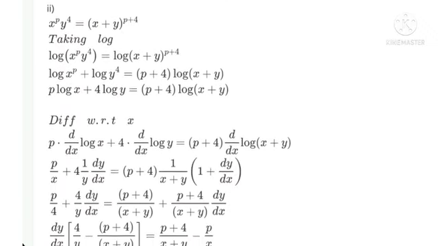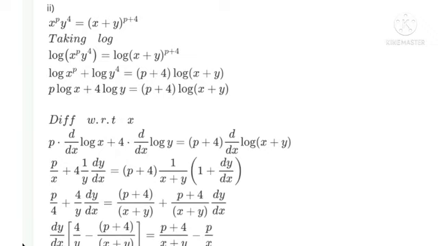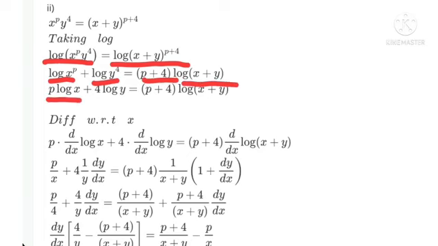Similarly, the second example: x raised to p into y raised to 4 is equal to x plus y raised to p plus 4. Taking log on both sides, we get log of x raised to p into y raised to 4 is equal to log of x plus y raised to p plus 4. We use the logarithmic rule: log x raised to p plus log y raised to 4 is equal to p plus 4 into log x plus y. Again using the logarithmic rule, p into log x plus 4 into log y is equal to p plus 4 into log x plus y.